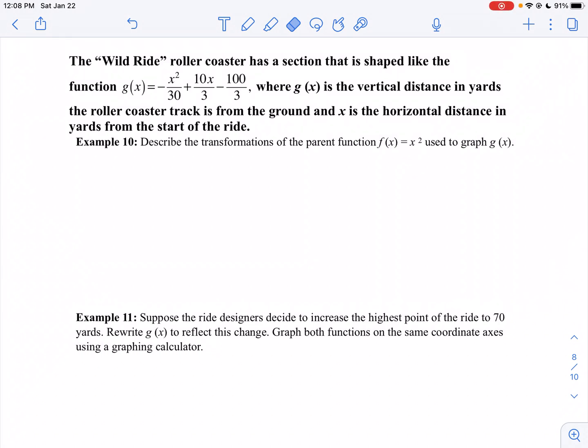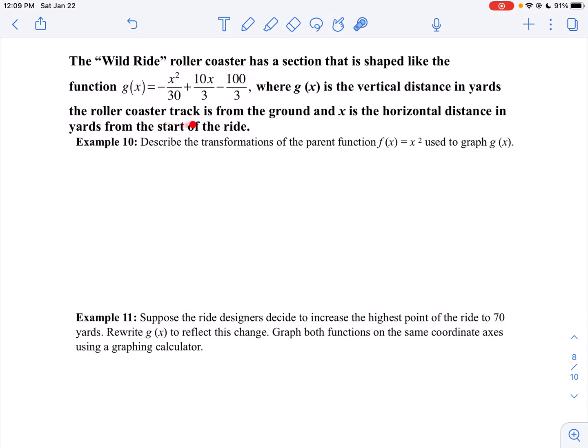Now, in our next application problem, we're told we have this wild roller coaster ride that has a section that's shaped like this function. I see an x squared there, so I know it's parabolic. It's shaped like a parabola, where g of x is my vertical distance in yards, so in other words, how high the roller track is from the ground, and x is a horizontal distance from the start of the ride. I want to describe the transformation of the parent function f of x equals x squared.